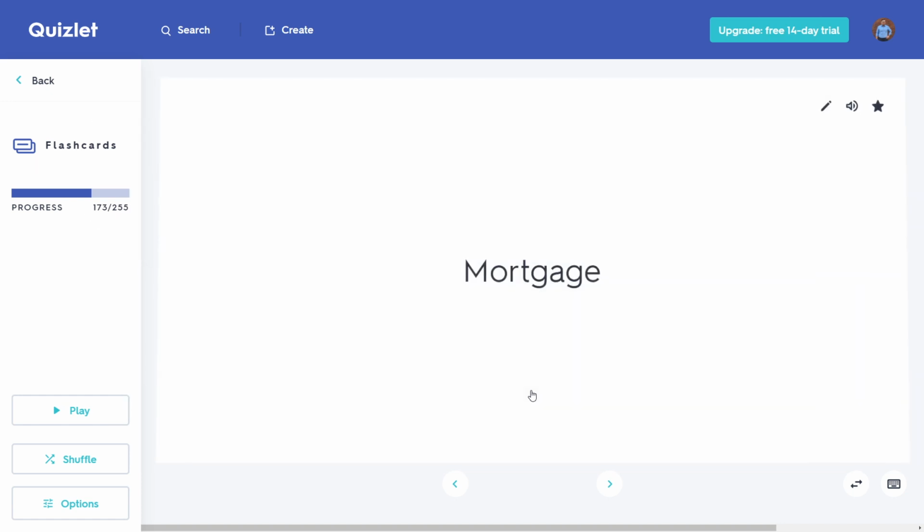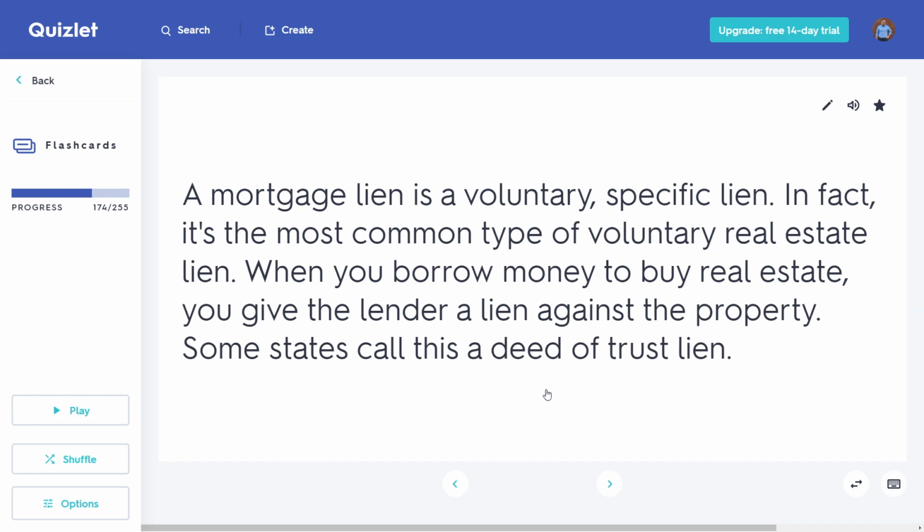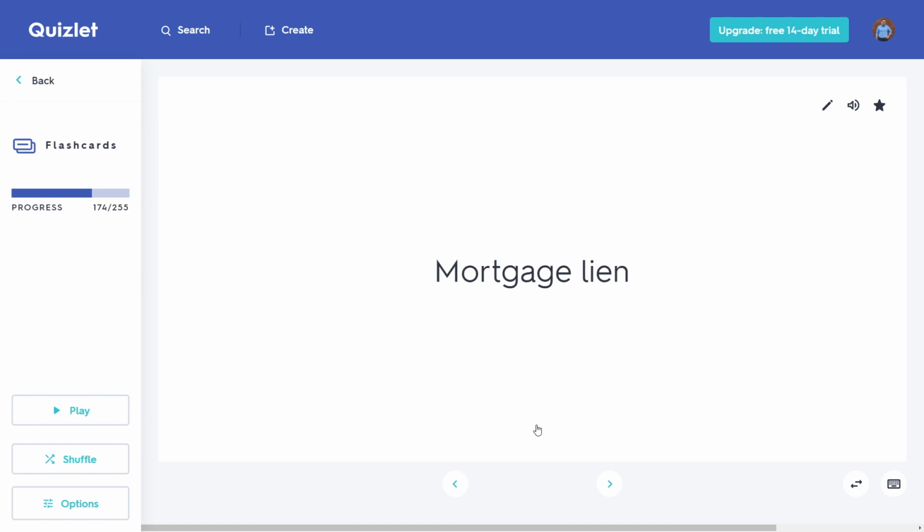And of course, the next one is going to be something to go with it: mortgage lien. So the more specific term, I'll just briefly go over this because we kind of already talked about it, but these terms go hand in hand. A mortgage lien is a voluntary specific lien, and it's the most common type of voluntary real estate lien. It's when you borrow money to buy real estate, you give the lender a lien against the property. Some states call this a deed of trust lien. So keep that in mind.